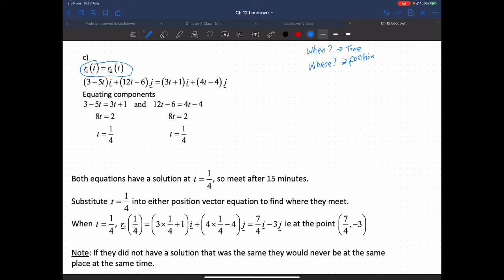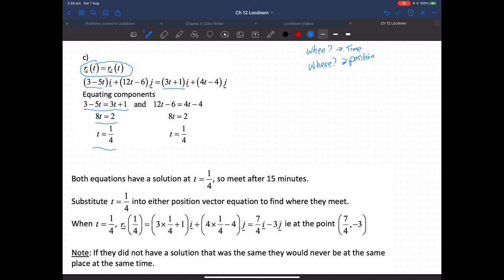Now, what should happen here, if they're at the same place at the same time, their x components must equal each other. So 3 minus 5t must equal 3t plus 1. And then I have solved that. 8t equals 2, t equals a quarter.